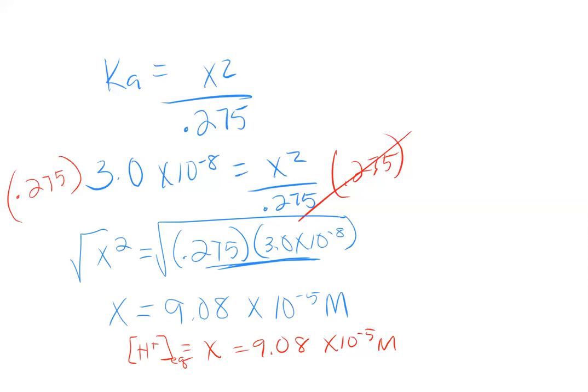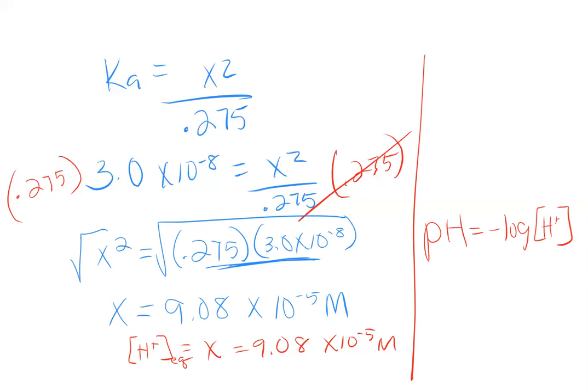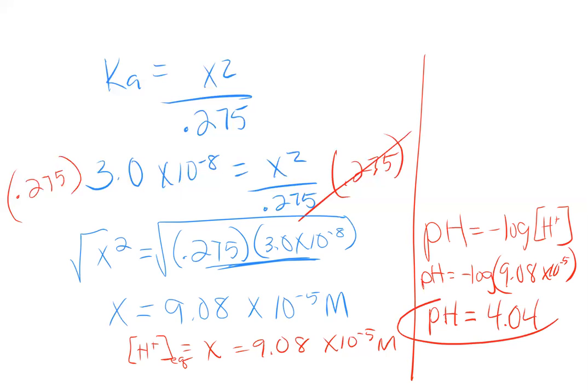We know that pH is equal to the negative log of the hydrogen ion concentration. Therefore, our pH is equal to the negative log of 9.08 times 10 to the negative fifth. We solve that, we get our pH is equal to 4.04. Final answer.